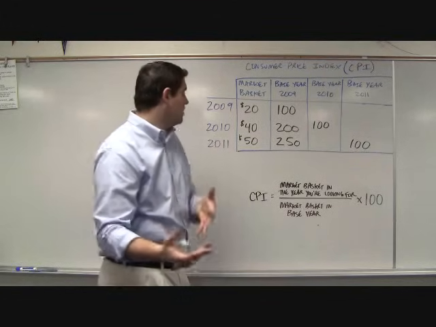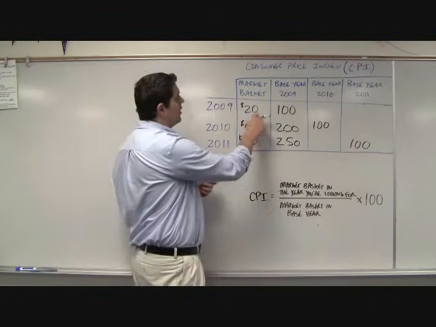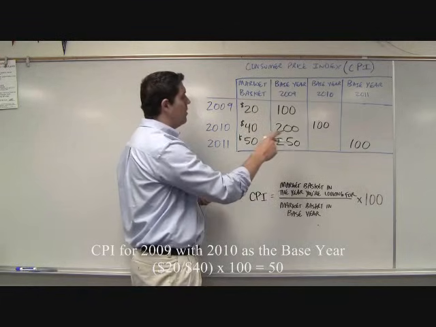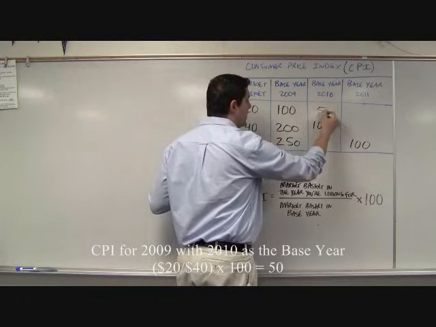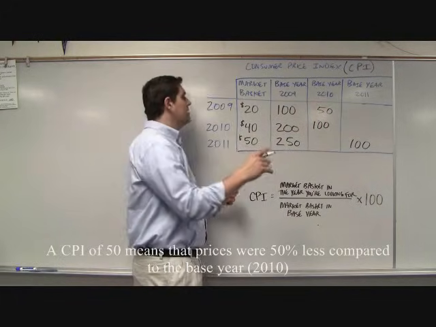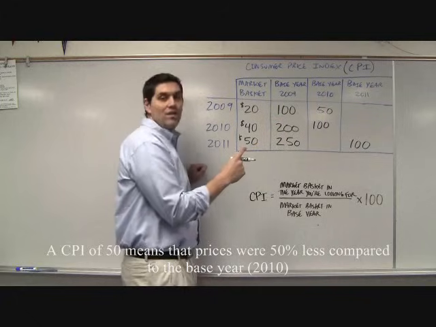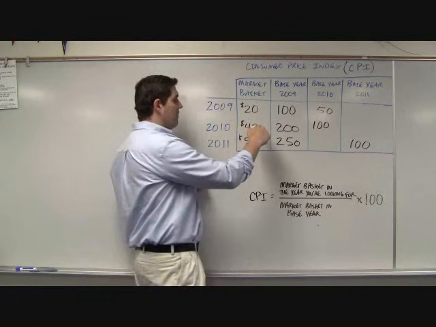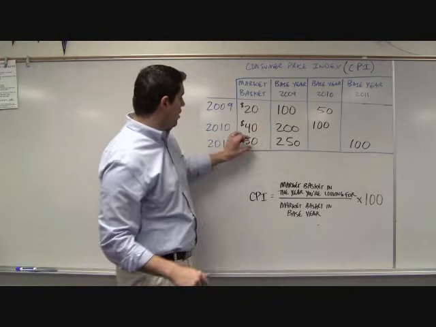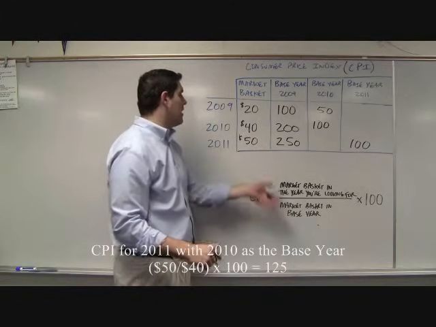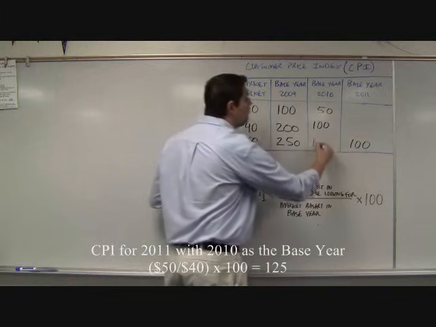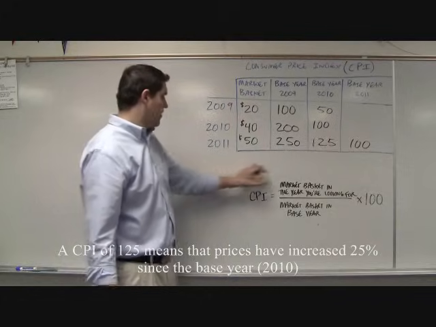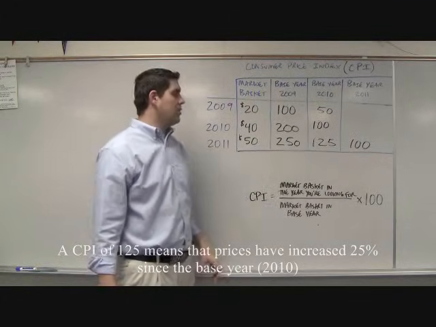Now, how much? Let's find out. What you would do is you do the year you're looking for. The market basket is 20 divided by 40, and that would pop out a number. This number right here is 50. That means the prices were 50% less in 2009 than they were in the base year. That's the concept. Now, from 40 to 50, you do the year you're looking for, 50 divided by 40, that pops out a number. That tells you prices increased 25%. So CPI is 125. That's the concept. 50 divided by 40 times 100 pops out 125.